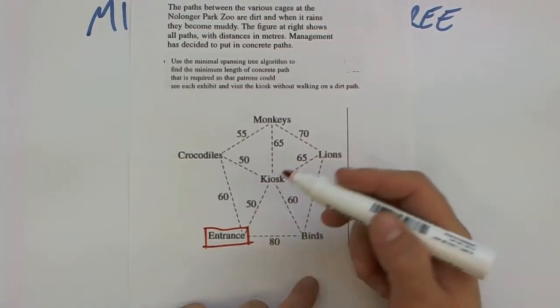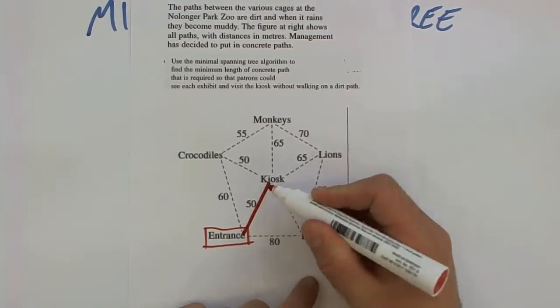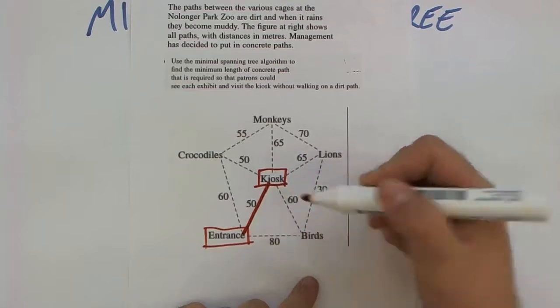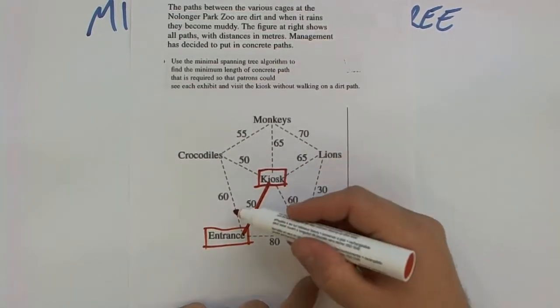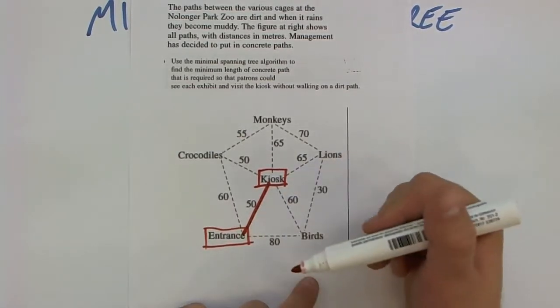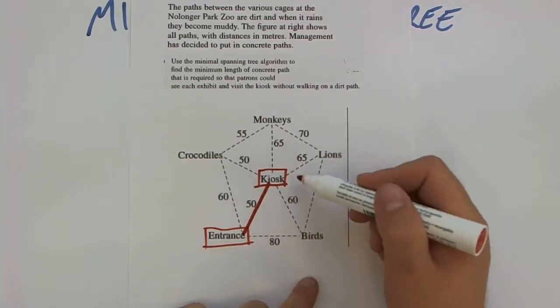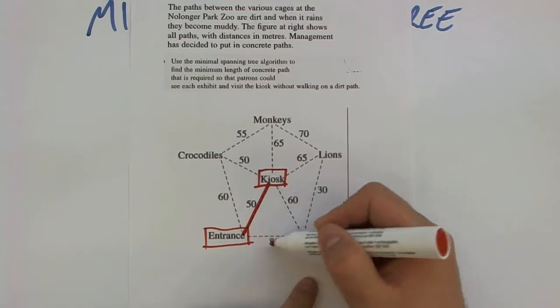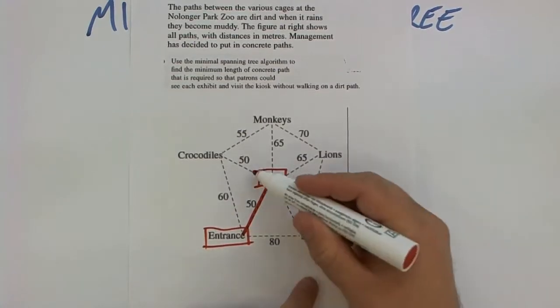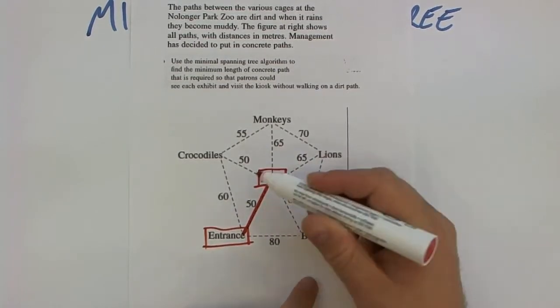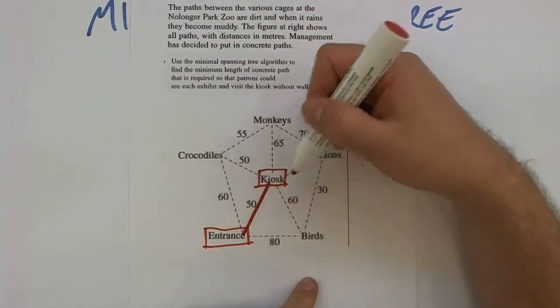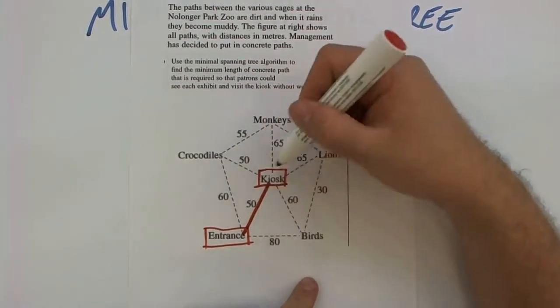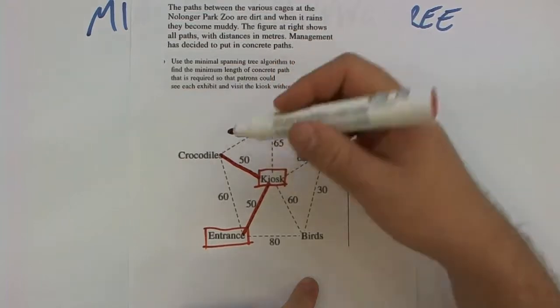Okay, well, it's 60, 58. It's going to be the one, this one, going to the kiosk. Okay, so here we go. Now, from the entrance or the kiosk, which one is the shortest path from either of them? Okay, so it could be this one, could be coming back here from the start, or it could be either of these. Now, I don't know about you, but I can see that this one here to the crocodiles is the shortest out of those. I'm going to do this one.